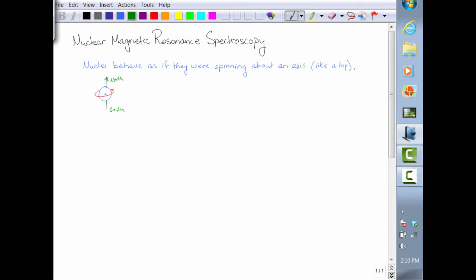And technically this creates poles, right? The North Pole is the negative pole, and the South Pole is the positive pole, but that's not too important. But what it does is the spinning creates a magnetic field.